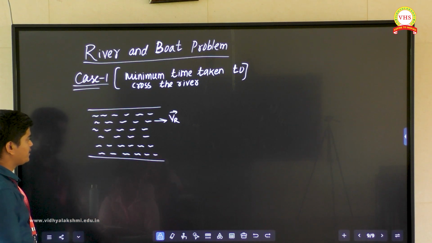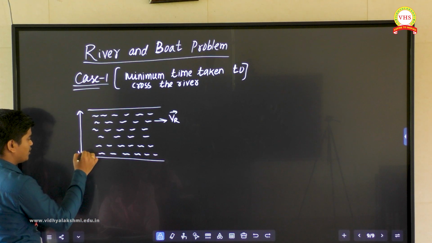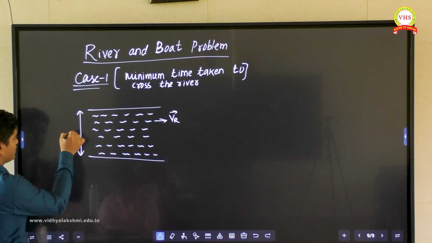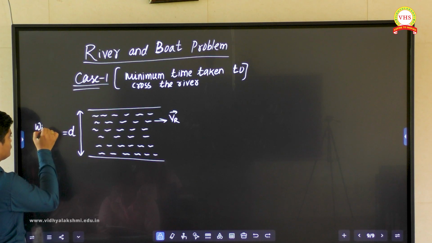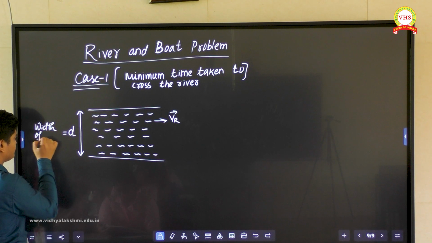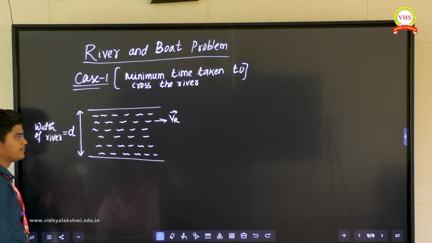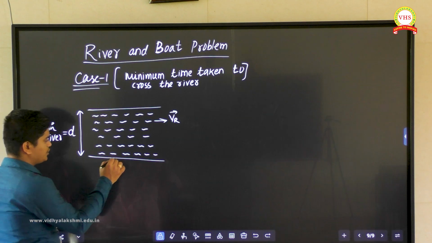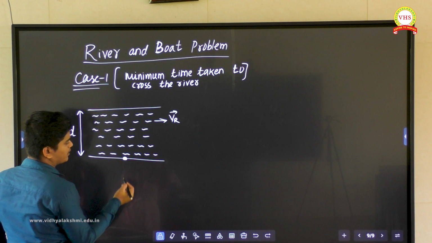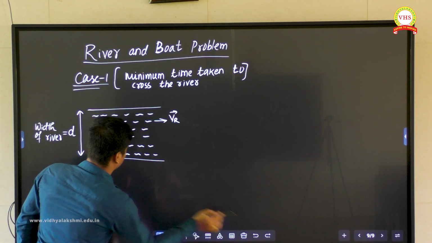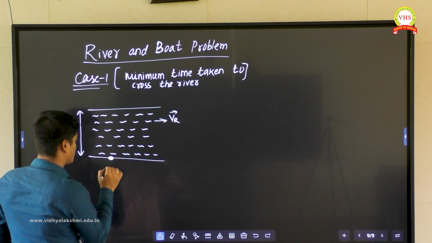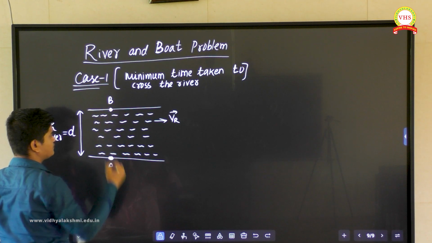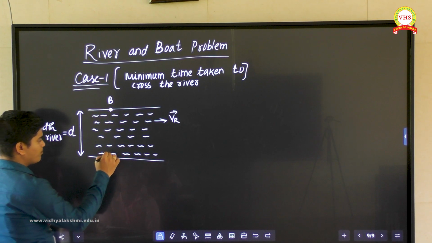Clear? Now here, this is the width of the river. Let me take D, the width of the river. Now here I am taking one point on the bank, which I call A. Another point here I am taking is B.